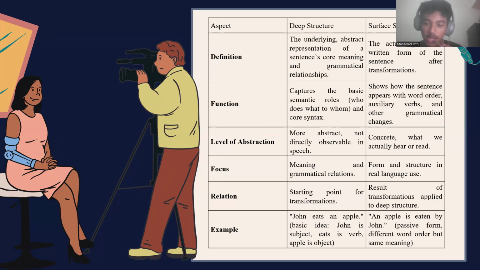For example, John eats an apple. Basic idea: John is the subject, eats is the verb, and apple is the object. And the surface structure example is: an apple is eaten by John. Passive form, different word order but same meaning.